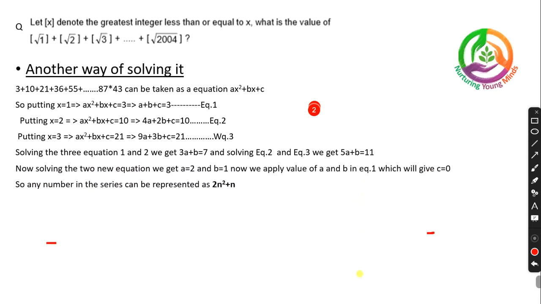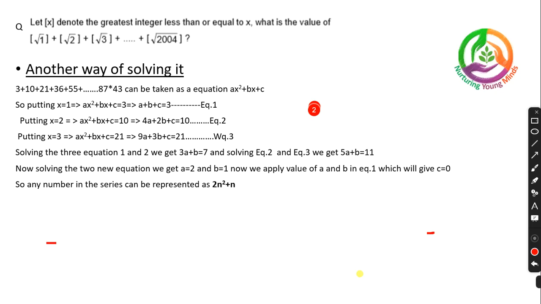Now again, taking these two new equations and solving them, you find a is equal to 2, b is equal to 1, and then applying a and b in any one of the first equations, you can find the value of c. That c value comes out to 0. So the series is converted to a simple expression, which is 2n square plus n.